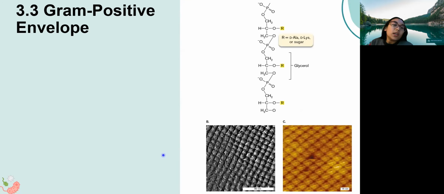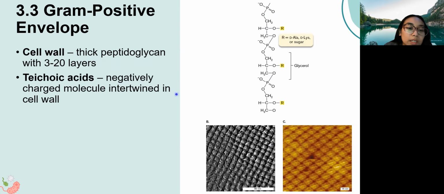So the cell wall in gram-positive bacteria has a very thick peptidoglycan layer with about 3 to 20 layers. So it's way more peptidoglycan than the others. And they also have these teichoic acids. So this is a teichoic acid molecule. It's a pretty long molecule. It's got a glycerol in the middle, kind of chains of glycerol actually. And basically this teichoic acid gets intertwined within the peptidoglycan layer.